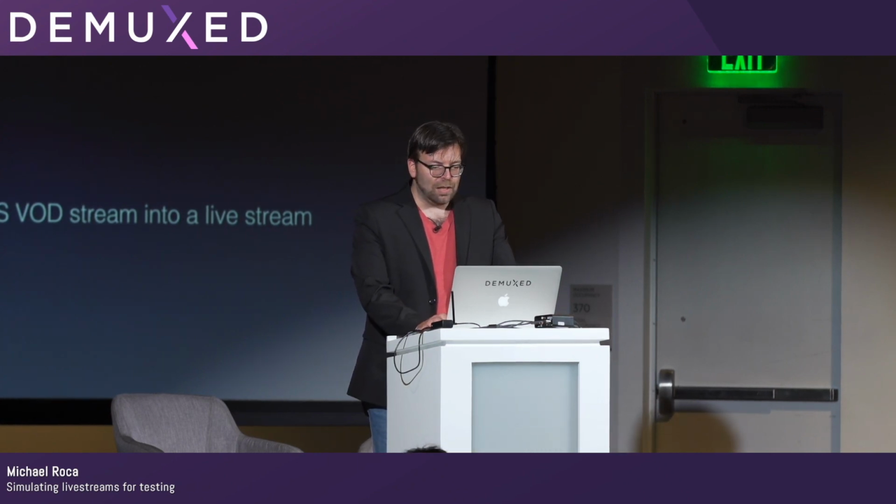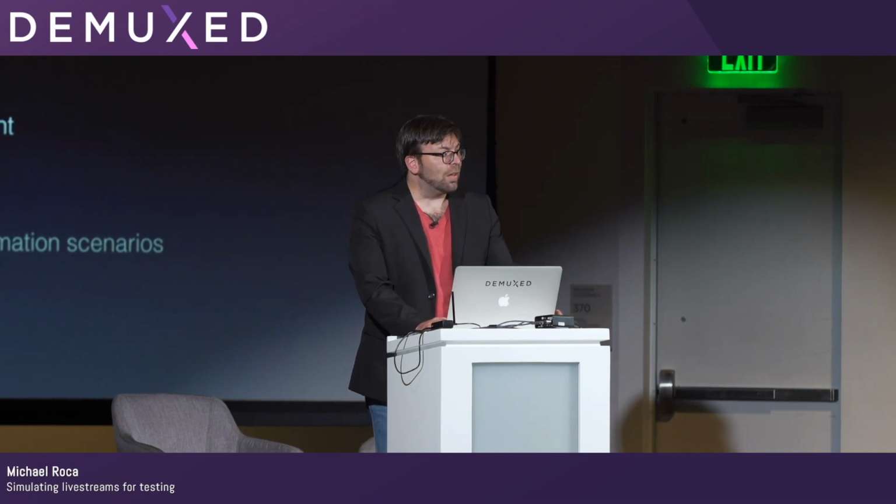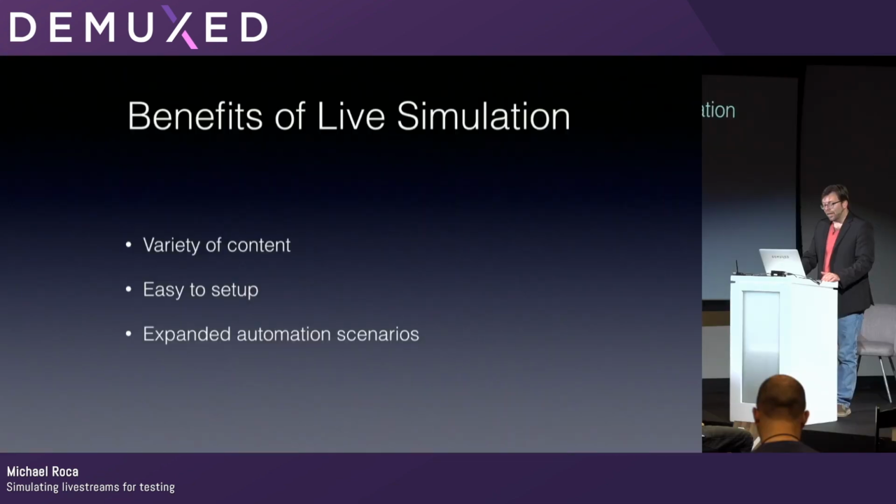The benefit of this is, like I mentioned before, we get a variety of content. If we have a portfolio of test data, say you want to test alternate audio tracks or misaligned renditions, 608 captions, you have a much greater portfolio of test data. It's much easier to set up than a live stream, and it also makes it easier to set up automation. If you're simulating live data, you can expand your automation tests significantly.